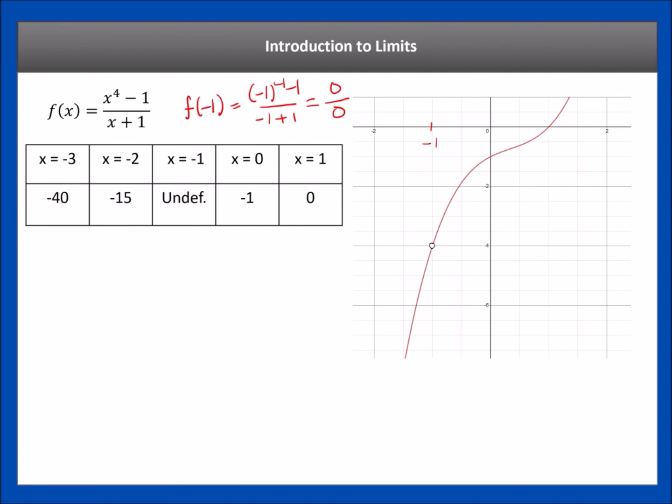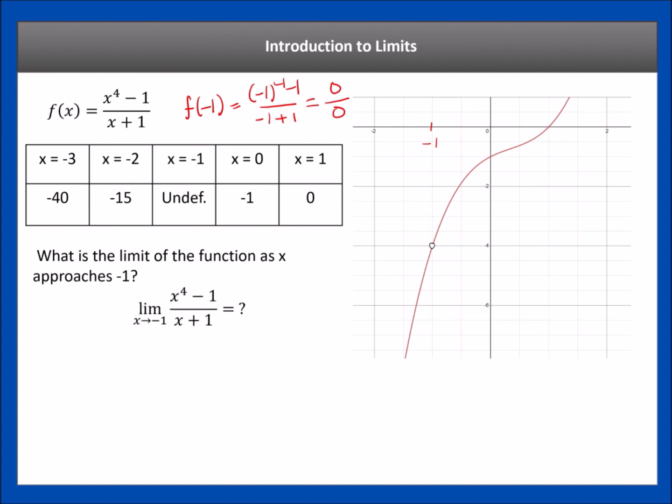Now the idea is that even though that point does not exist, there is a limit there. There is a value that is present there, and that is the limit that we are looking at. So what is the limit of the function as it approaches -1? What is the value that it approaches? And that's essentially the idea of the limit.